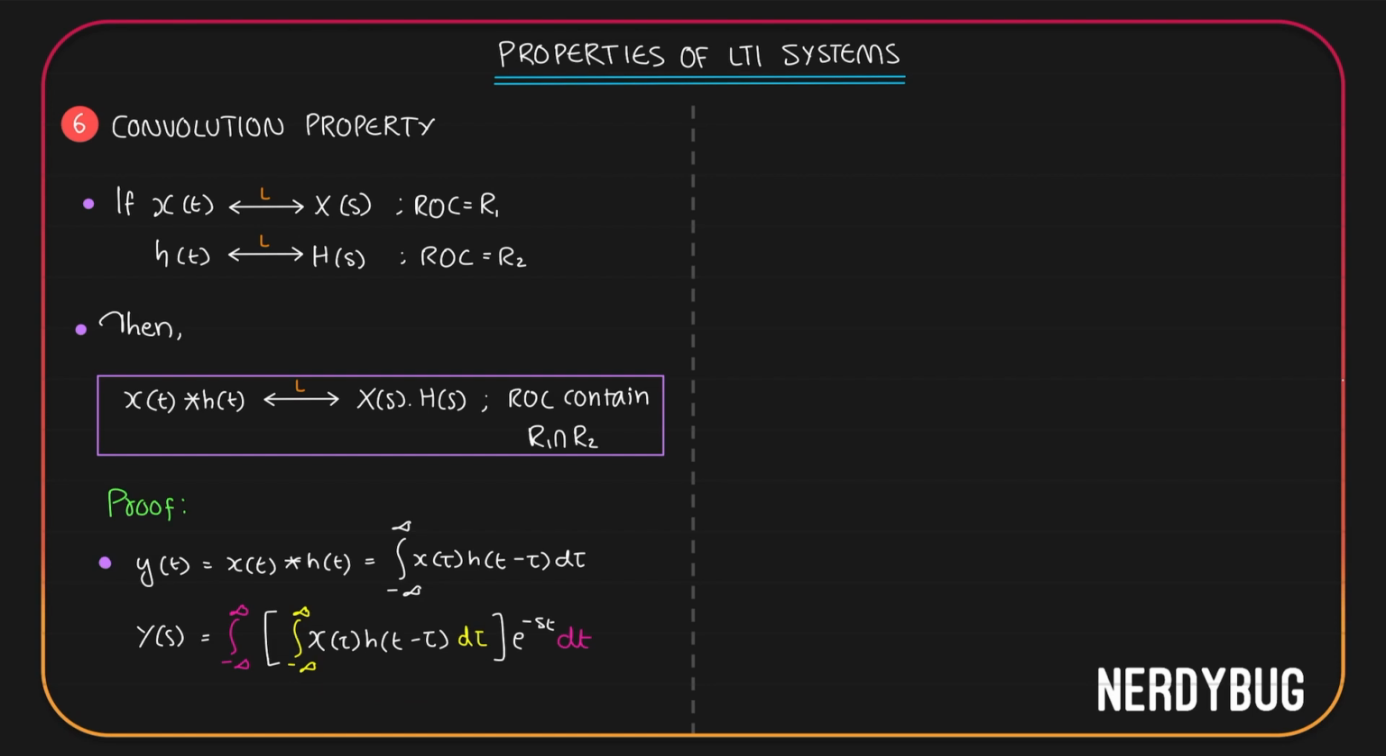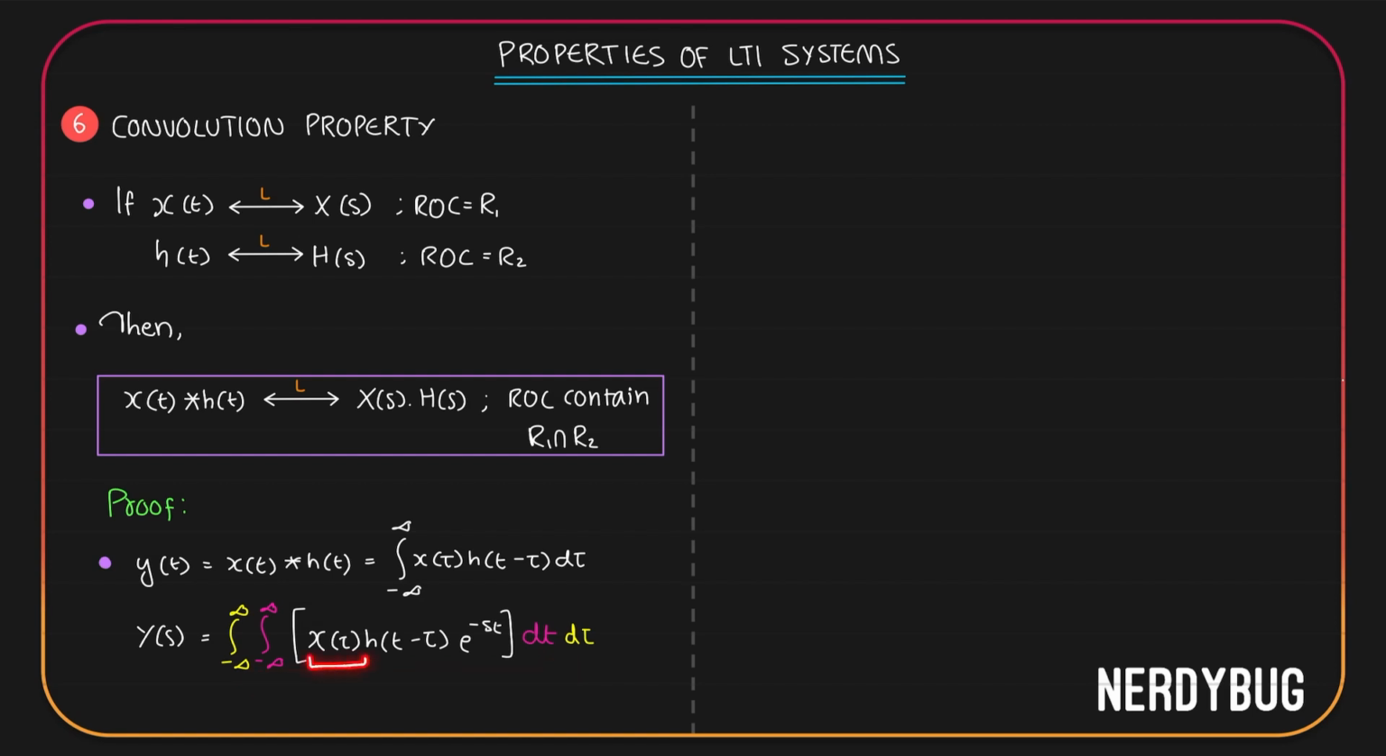This expression has two integrals. This one corresponds to d tau and this one corresponds to dt. Let us take d tau from here and put it over here. Now let us change the order of the integrals. The integral with respect to dt should come inside and d tau should come outside. So here we have the integral from minus infinity to infinity of x of tau h of t minus tau e raised to minus st dt.